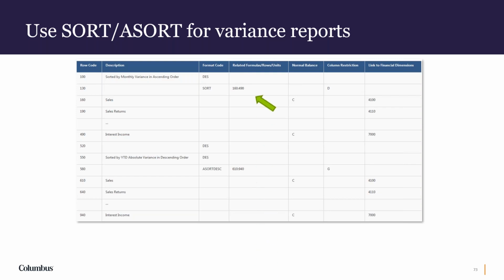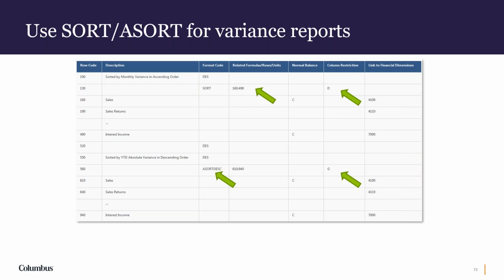You can use your format code here, the sort code, and then you tell it which rows you want to sort and which column you want it to sort on. Then that range of rows will be sorted based on that particular column. And you can also do descending if you wanted to.